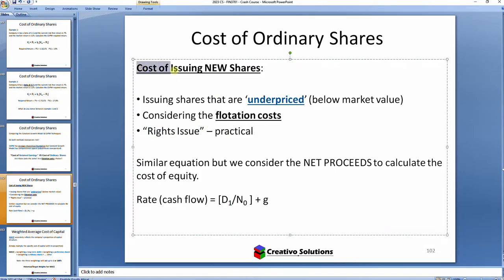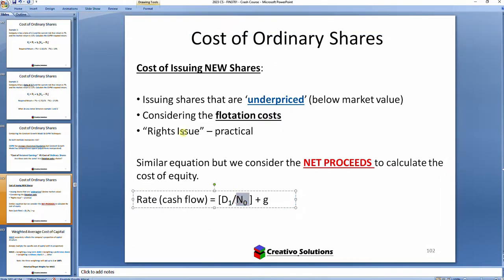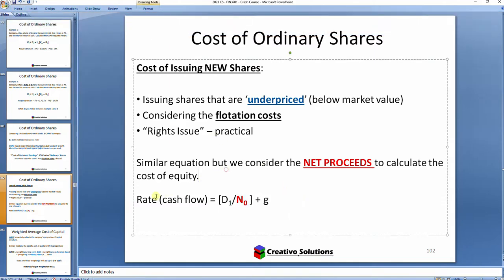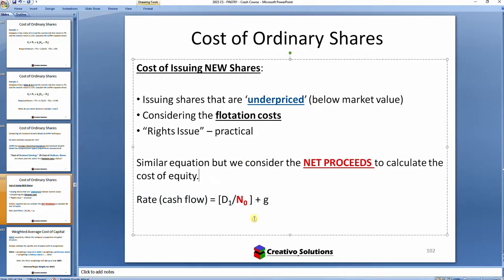If you're issuing new shares, the only difference is that instead of using the full price, all you have to do is use the net price. That's the only difference. Notice it's the same formula you saw earlier. Remember Gordon growth? Dividend 1 over the price plus the growth. Same formula, except the denominator is now net proceeds.